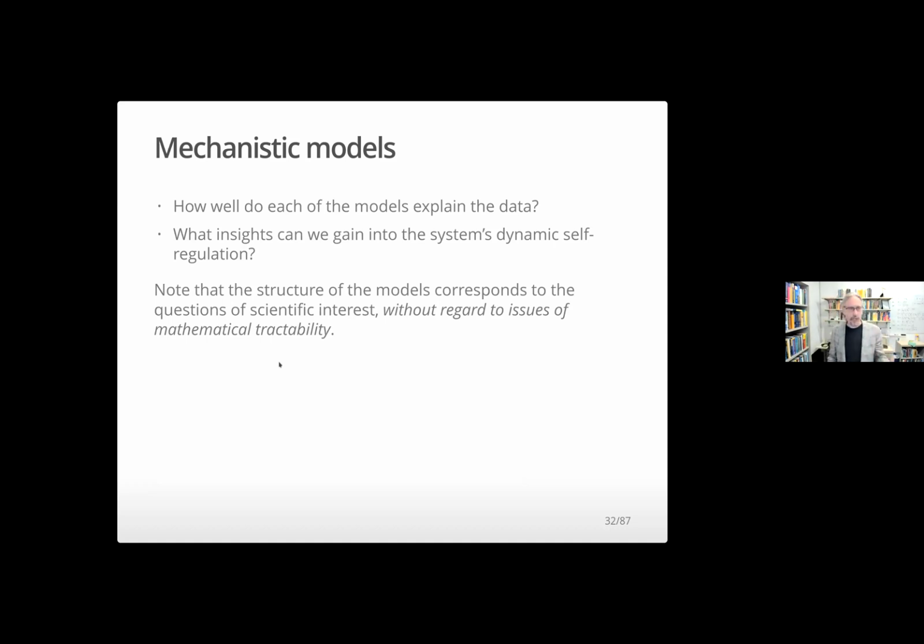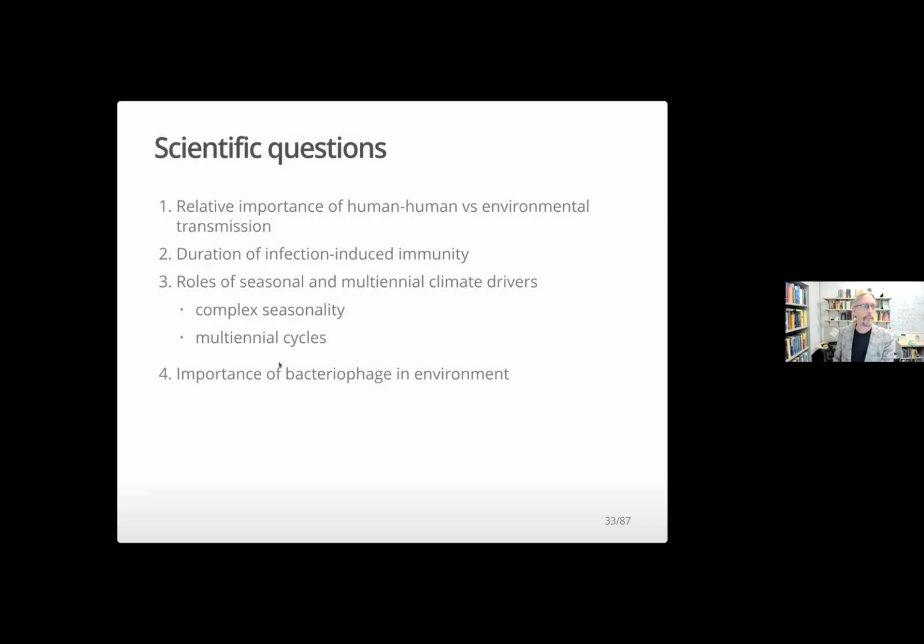The key thing I want to call your attention to here is that the structure of the models that we've formulated here corresponds very closely to the questions of scientific interest, and not to any particular category of tractable mathematical model. So if we are following our scientific interest, we very quickly arrive at mathematical models that are extremely difficult to treat analytically. And so, as I would argue, as scientists, we need techniques for dealing with models that are inconvenient from a mathematical point of view. All right, I think I've said this already.